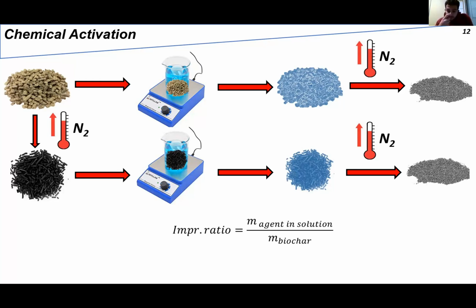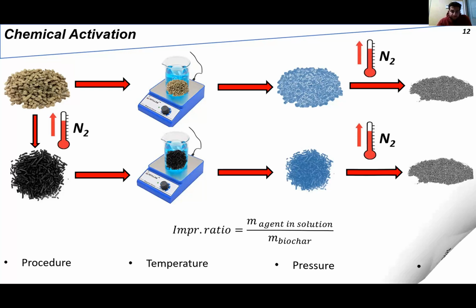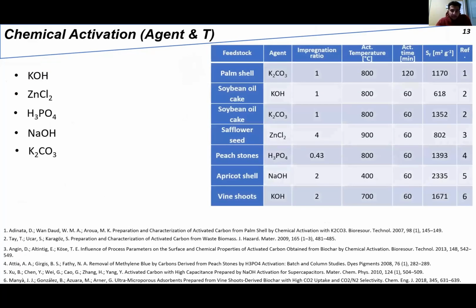An important factor for the chemical activation is the impregnation ratio, which is the ratio between the mass of agent in solution and the mass of biochar. The operating conditions that have to be taken into account are the procedure, which is one of the two, temperature, pressure, and the agent used. If we look at the agent used, we can see that there are different ones, and depending on the agent, the activation temperature is different. The most used one is KOH, but it's a corrosive material, just like sodium hydroxide. So it's hard to handle.